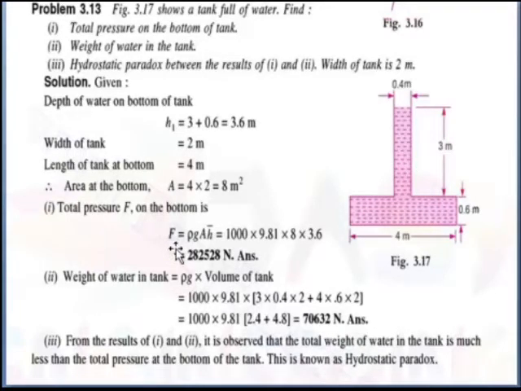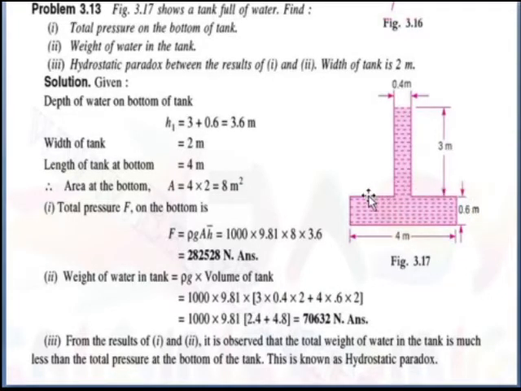Now we have to calculate the weight of the water in the tank. For calculating the weight of water in the tank, the formula is rho g into the volume of the tank. That is, the total volume of the tank into rho g is the weight of the water in the tank. We know rho, the density, is 1000, g is the acceleration due to gravity, 9.81, and then the volume of the tank.